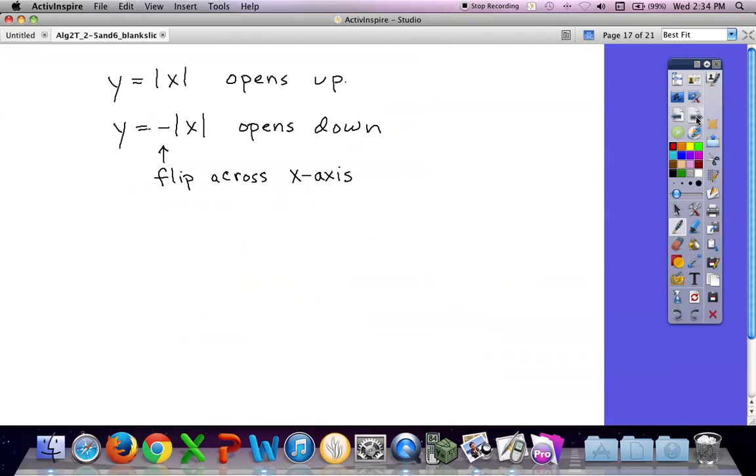So, right, the absolute value of x, positive, opens up. The negative absolute value of x opens down. You can call it a flip across the x-axis. I mean, there are flips across the y-axis too. There is a way to do that, right? And here's the thing. What would this V look like if I flipped it across the y-axis? It'd be the same thing anyway, so it really doesn't make any difference, right?